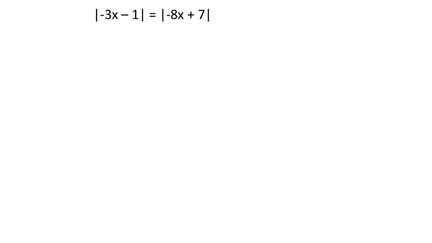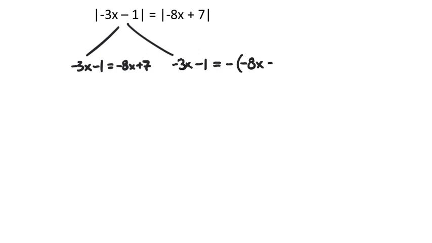I mean, you could do this technically 4 times, but it's not really going to help. Here's what I mean: I'm going to take my negative 3x minus 1, because I always use the one on the left, and I'm going to split this up, okay? I'm saying if I can get that negative 3x minus 1 to equal what's inside the other one, just the negative 8x plus 7, I'll get a true statement out of it. So that's one equation that I will end up solving. But the other one is where I take the negative 3x minus 1, but now it's going to equal the opposite of negative 8x plus 7.